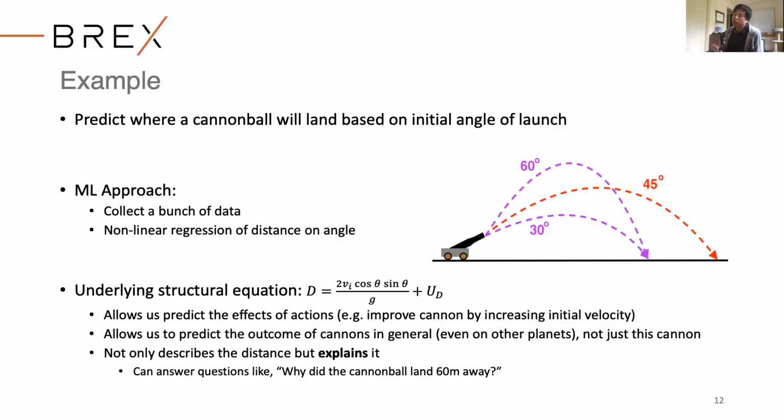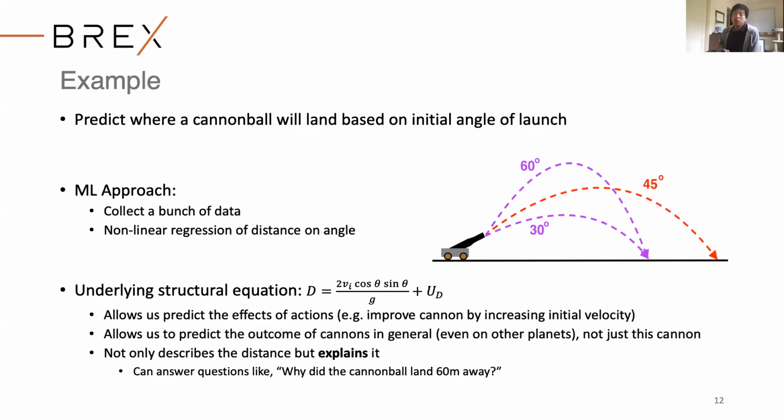So what if I collected all the data on a single cannon and I never varied the velocity at which the cannon fires the cannonball? In that case, the regression would not be able to tell me the effect of changing that velocity, but this equation does. If I improve the cannon by increasing the initial velocity, then I know how that would affect the distance at which the cannonball flies.